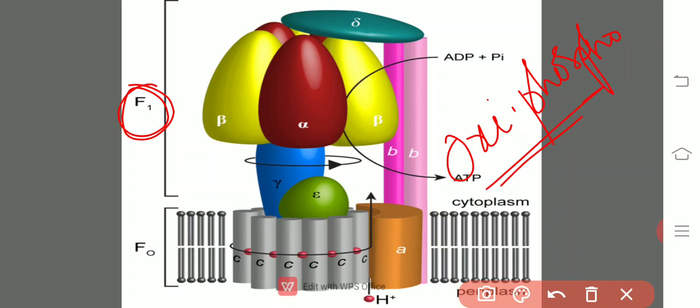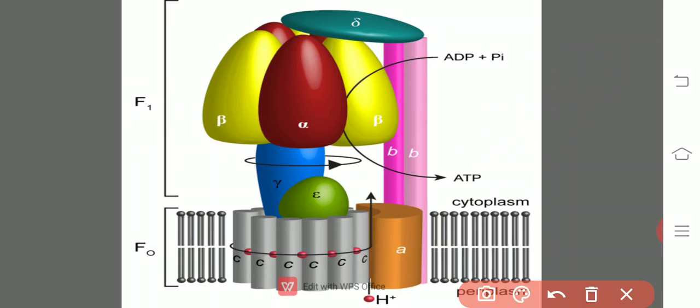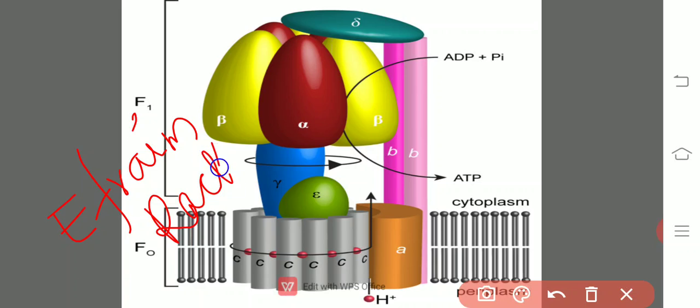It was identified and purified by Ephraim Racker. The scientist's name is Ephraim Racker, and his group identified the F1 factor and purified the F1 factor.